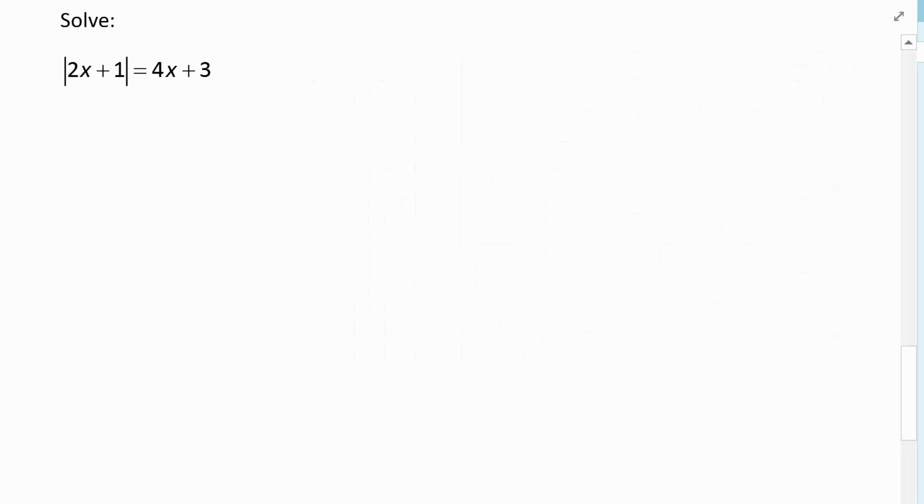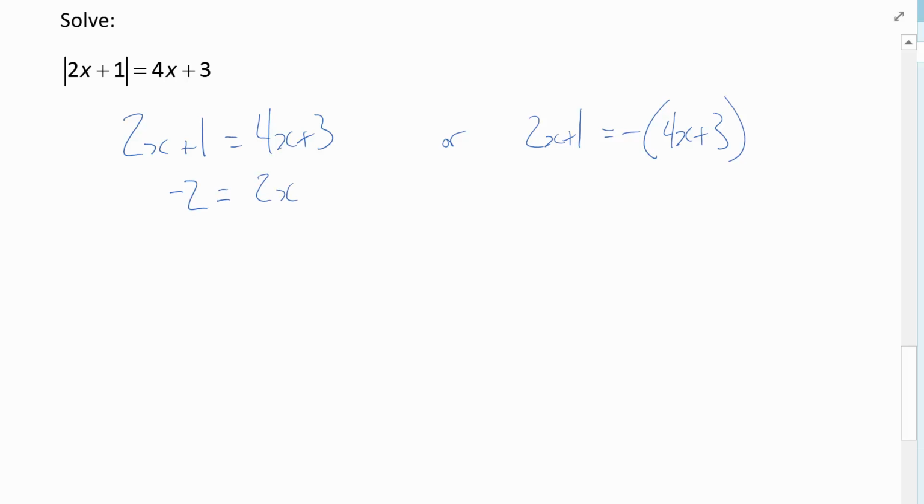Okay, let's look at another one here. Absolute value of 2x plus 1 equals 4x plus 3. So this means that 2x plus 1 equals 4x plus 3, or that 2x plus 1 equals negative 4x plus 3. And solve both of these equations. Subtract 3 from both sides here, negative 2. Subtract 2x from both sides equals 2x, therefore x is equal to negative 1.